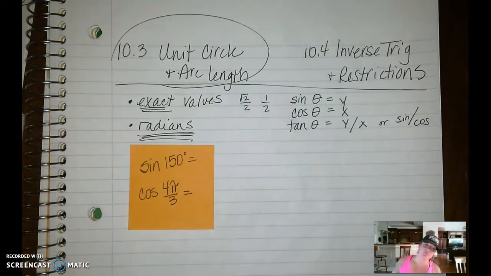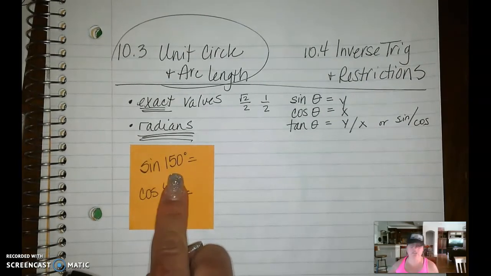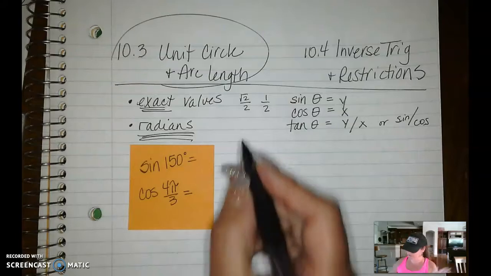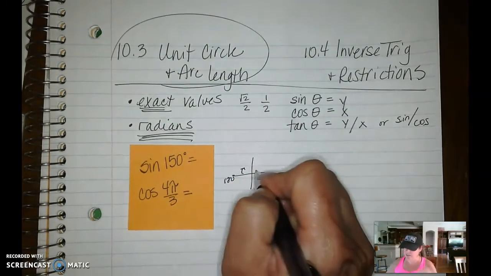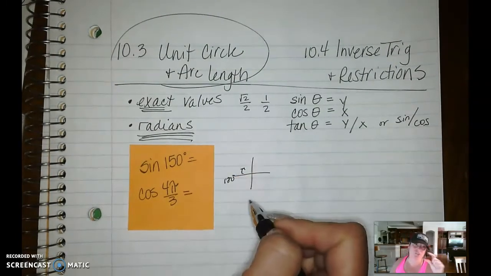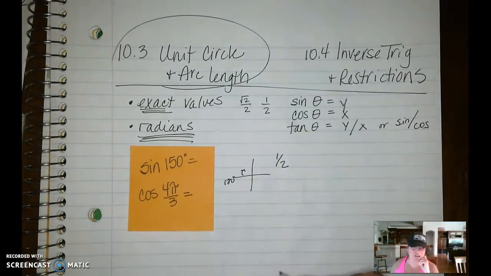Just to practice and reiterate really quickly, let's do the sine of 150, okay? So if I think about the sine of 150 degrees, I know that 150 is 30 away from 180, and sine is y, so that's a short side, okay? And so I know that the sine of 150 is going to be 1/2.